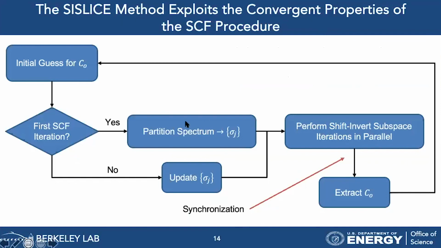So if we're in the first SCF iteration, we're just going to perform some crude discretization or partition of our spectrum, perform our shift-invert iterations in parallel, and then extract the eigenvectors. But then in subsequent SCF iterations, rather than doing all the work of obtaining the partitioning of the spectrum, we're just going to update the spectrum partition based on the previous SCF iteration. And the key in this algorithm is that there's only one point of synchronization, as we have it implemented, and that's in between the shift-invert iterations and the extraction of the desired eigenvectors.